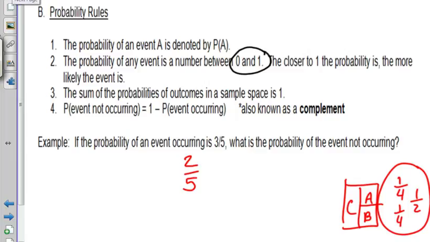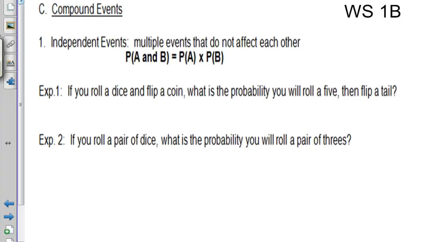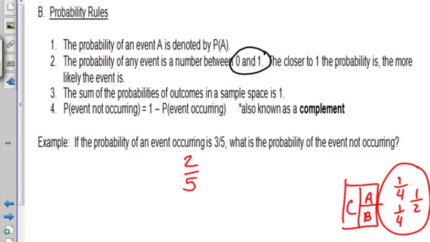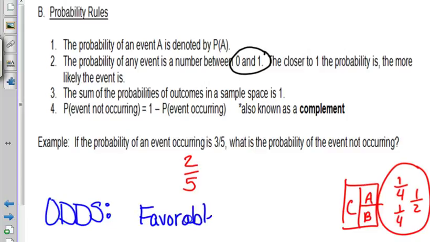I don't think there's odds on this. Okay, before I turn the page, at the bottom here, let's just talk about odds for 1 second, because it's all over worksheet number 3. The definition of odds is favorable outcomes to unfavorable outcomes.